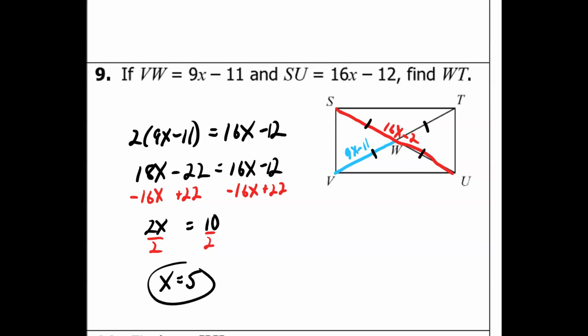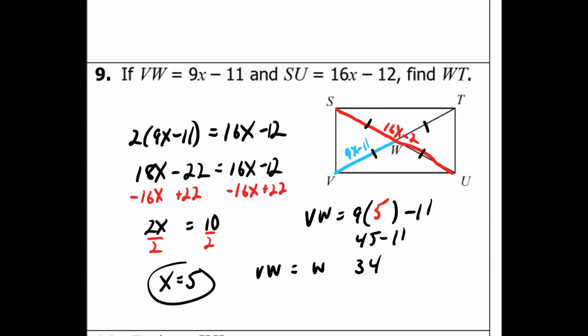So we know that VW is equal to 9x minus 11. And we just found that x is 5, so let's put the 5 in there. And then we multiply, so we get 45 minus 11, which is 34. So VW is equal to TW, or WT, which is 34. And that's the final answer.